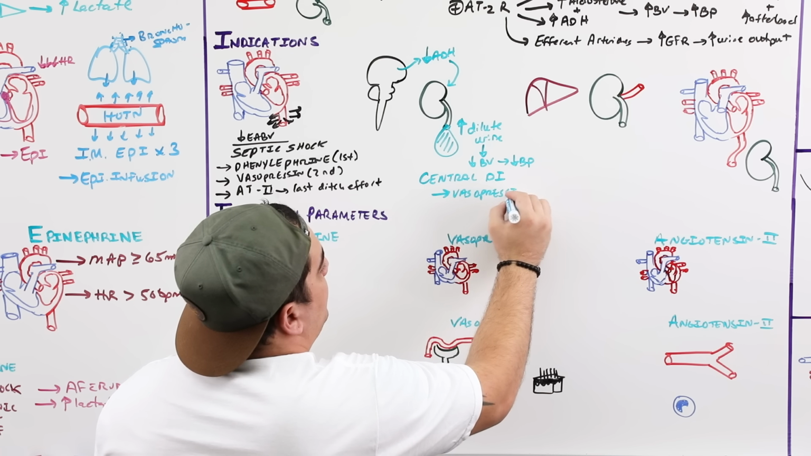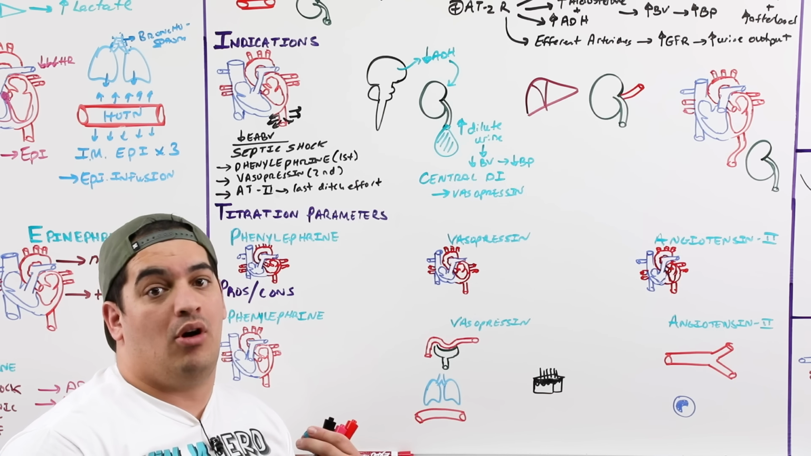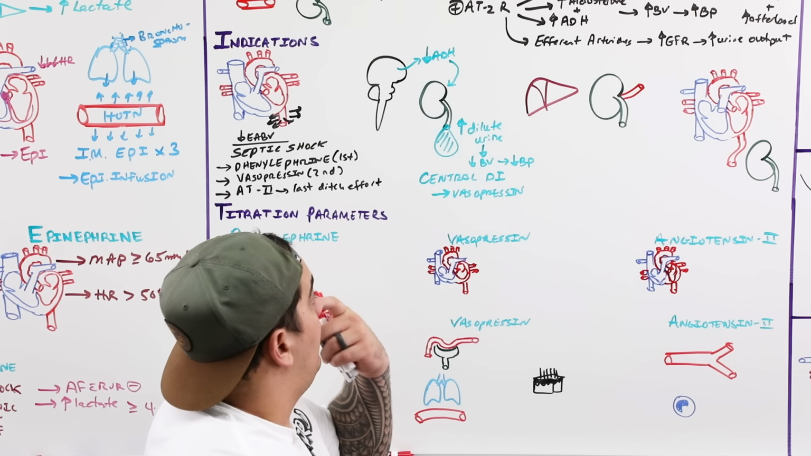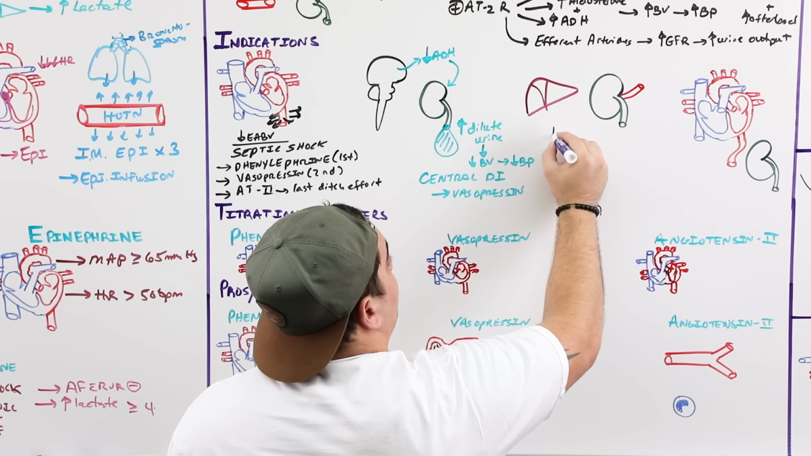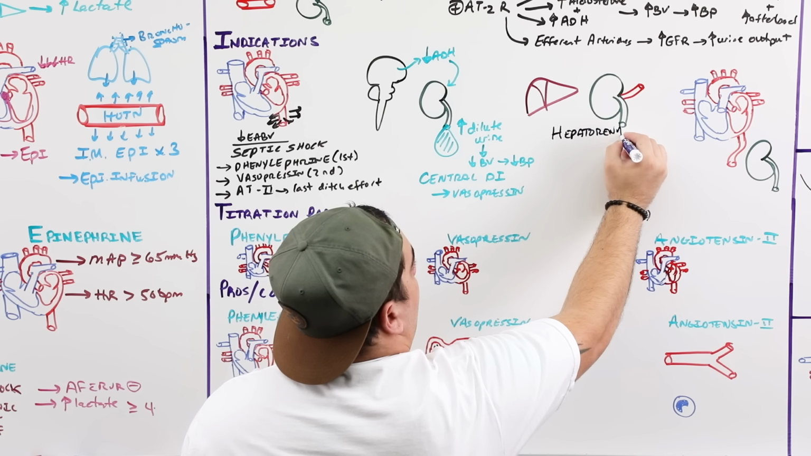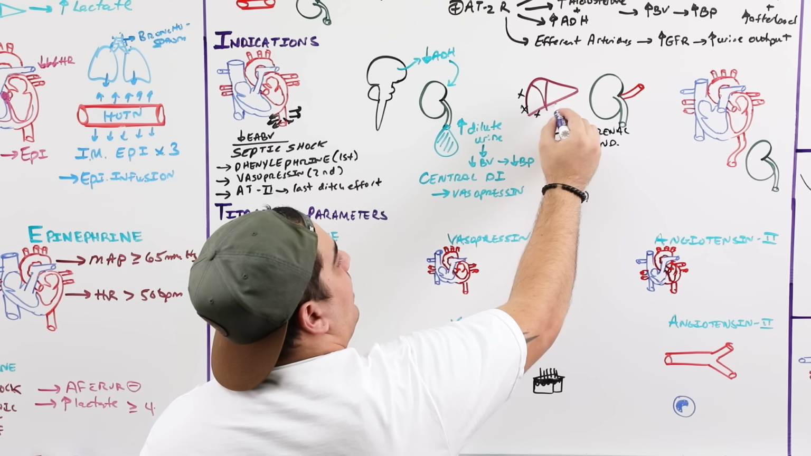Why? Because vasopressin is basically ADH. It's going to act on the V2 receptors and reabsorb all the water that your kidneys are trying to get rid of. Okay? The other condition that we can utilize one of these vasopressors for is what's called hepatorenal syndrome. This happens in patients with cirrhosis who have really bad livers.